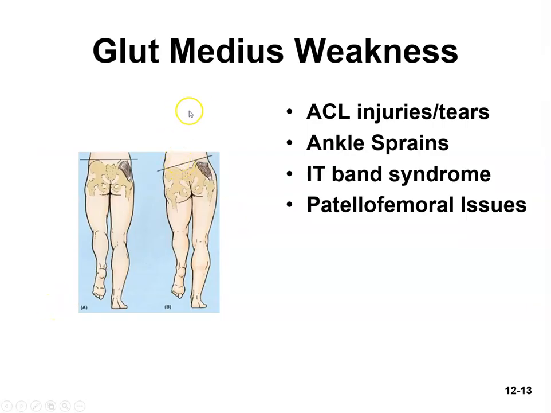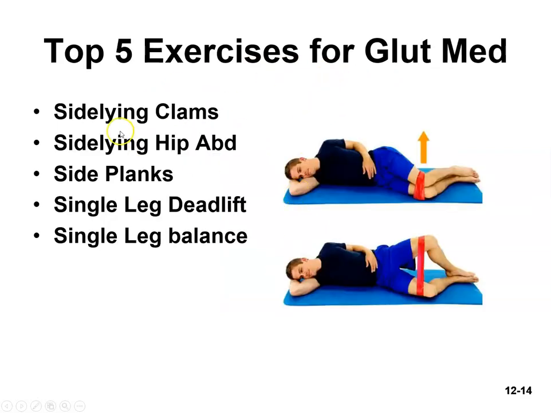Now, if you have a glute medius weakness, you can get ACL injuries or tears, ankle sprains, IT band syndrome, and patellofemoral issues. So glute medius weakness is very common, and I'm going to show you some exercises to really work the glute medius, and those are side-lying clams, side-lying hip abduction, side planks, a single leg deadlift, and single leg balance. They've shown in EMG studies to be the top 5 exercises for glute med.